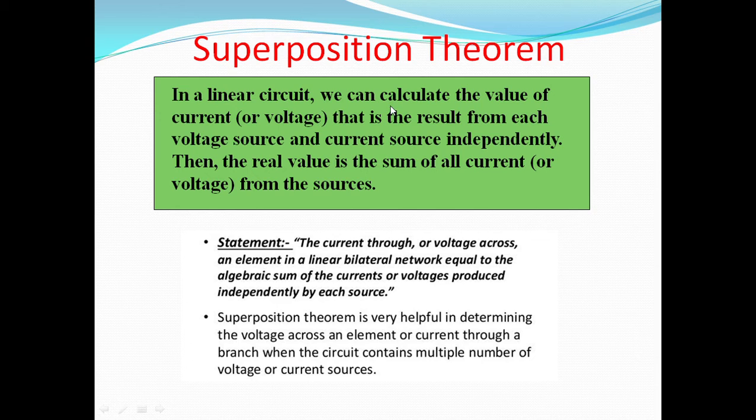Or, in a linear network, we can calculate the value of current or voltage that results from each voltage source and current source independently. Then the real value is the sum of all the currents from the sources. So it is very useful in determining the voltage across an element or current through a branch when the circuit contains a larger number of voltage or current sources.